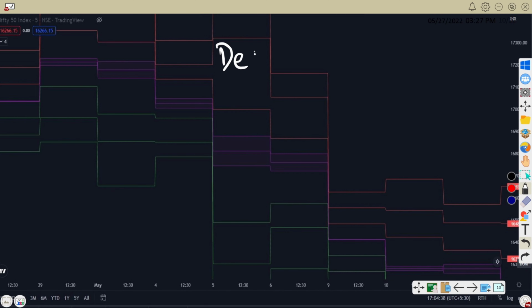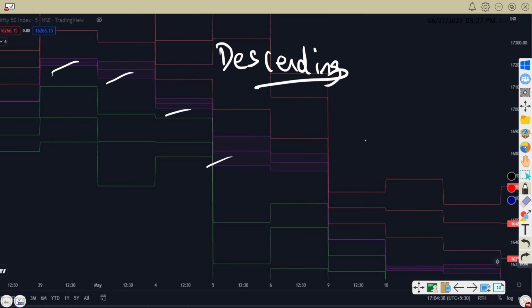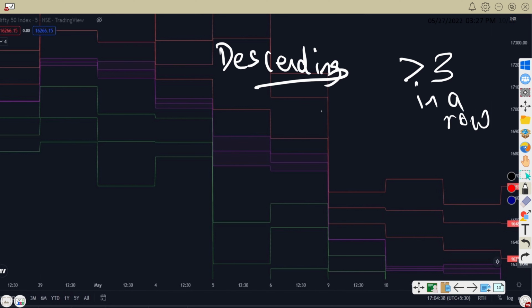Taking a look at descending CPR. So descending CPR, every day you're getting descending. So the golden rule is more than 3 in a row. More than 3 in a row, we should look only for shorting opportunities. So we got here one, one, one. So we had 3 descending CPRs. So this day on 5th, again we should be looking only for short opportunities.